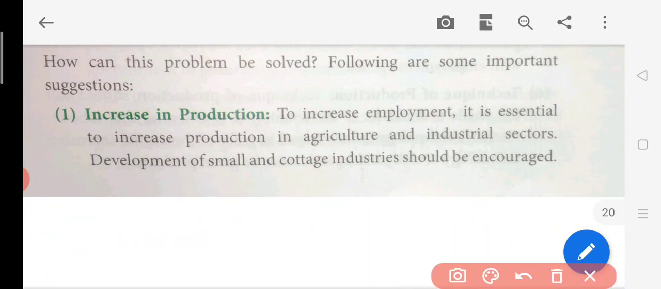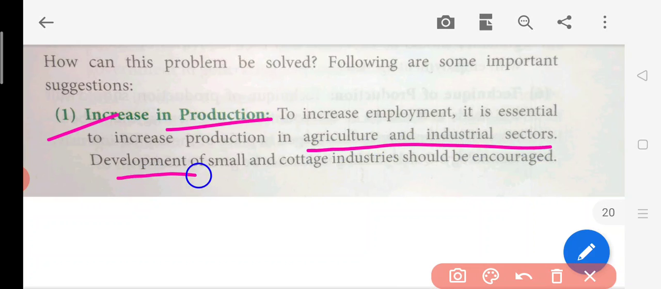It is very simple to give a suggestion: increase production. We can increase our production in all three sectors, that is primary, secondary and tertiary, and we can develop small and cottage industries.